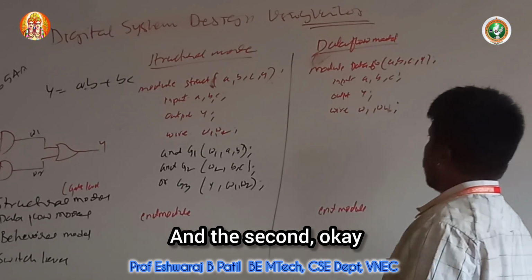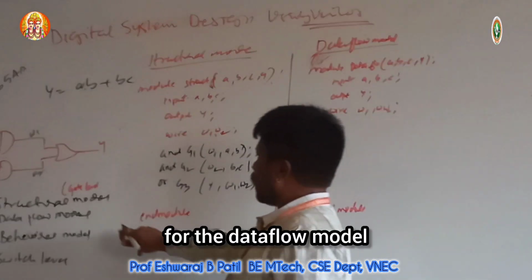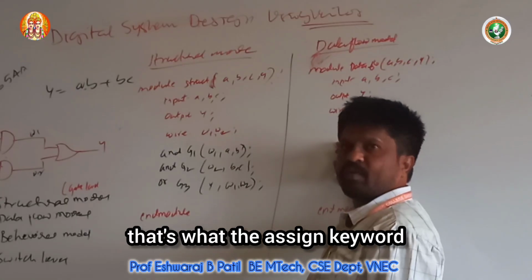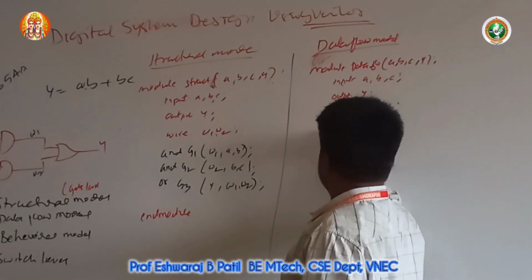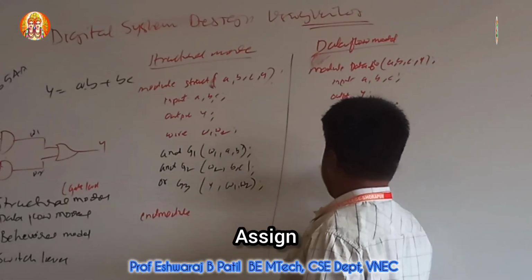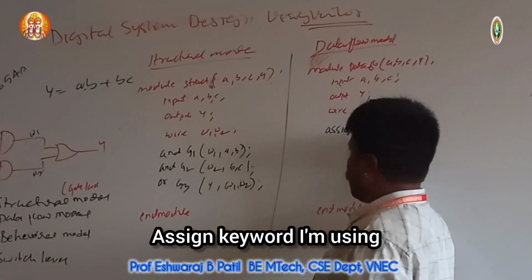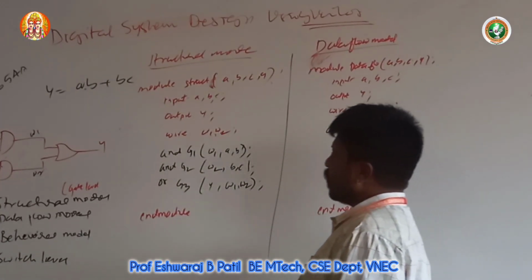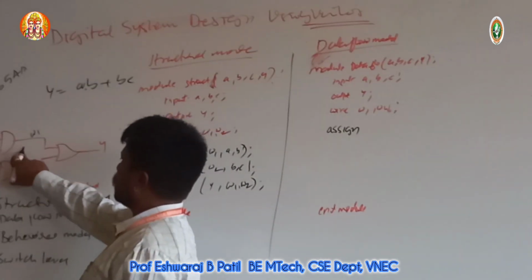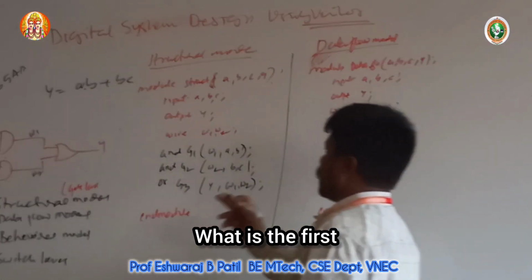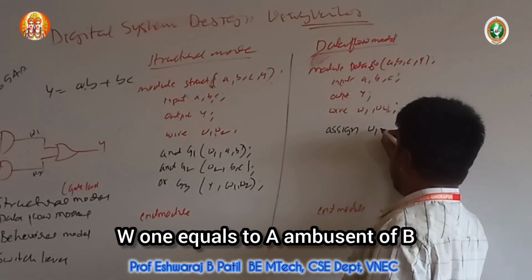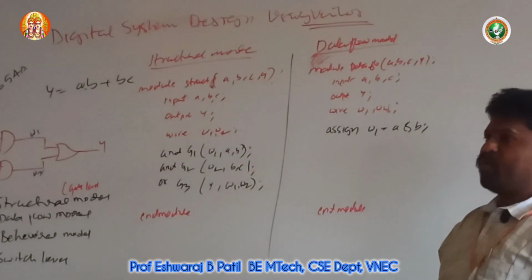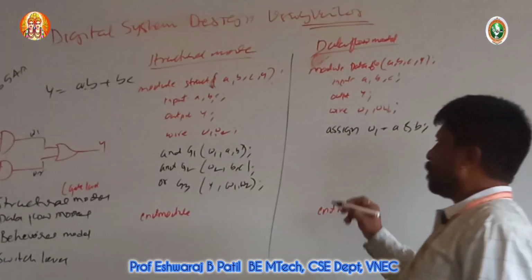Second, how to write the logic for the data flow model? I will be using only one keyword, that's the assign keyword. I am using the assign keyword. What type of gates am I writing here? Think about it, this is the first AND gate. What is the first AND gate output? W1 equals A ampersand B. For the AND gate we are using the ampersand.